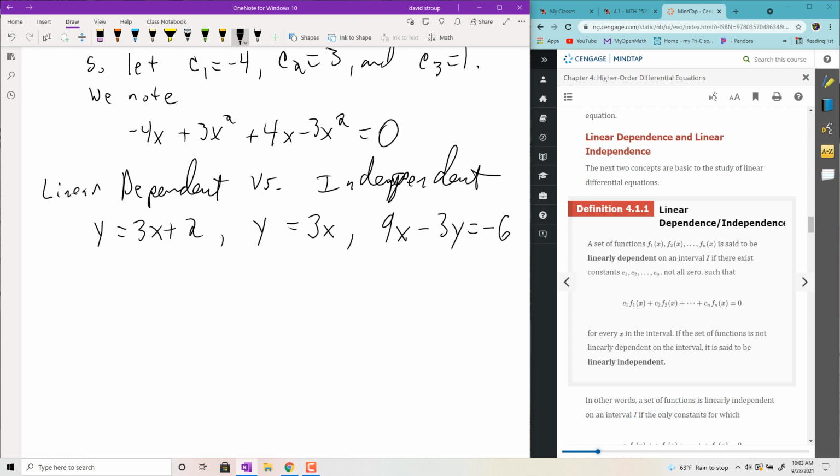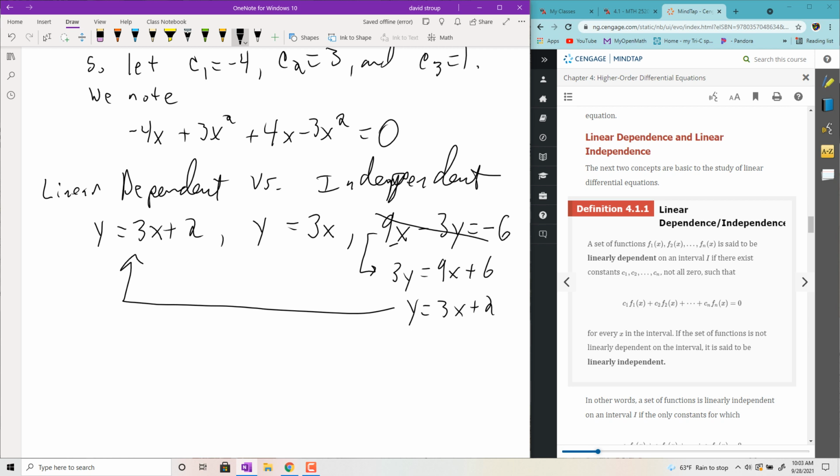If you look at this one here and rewrite it a little bit, move the 3y to the other side, and you have 9x, move the 6 over, plus 6, divide by 3, and you get y equals 3x plus 2. You see these two equations are exactly the same thing.